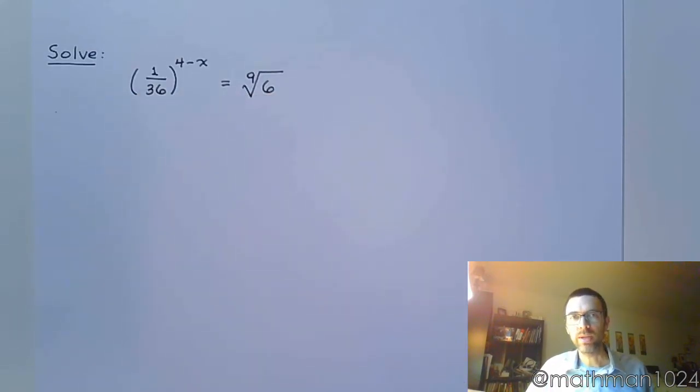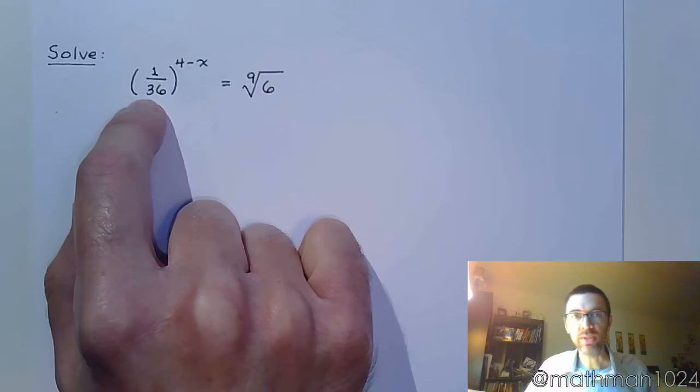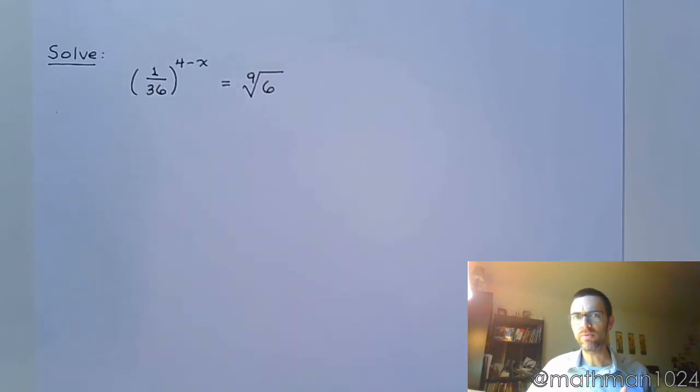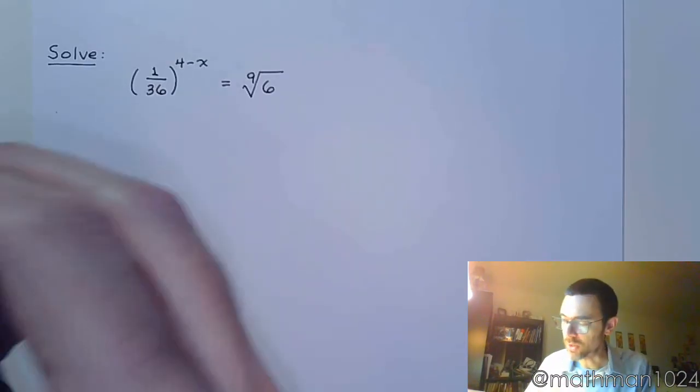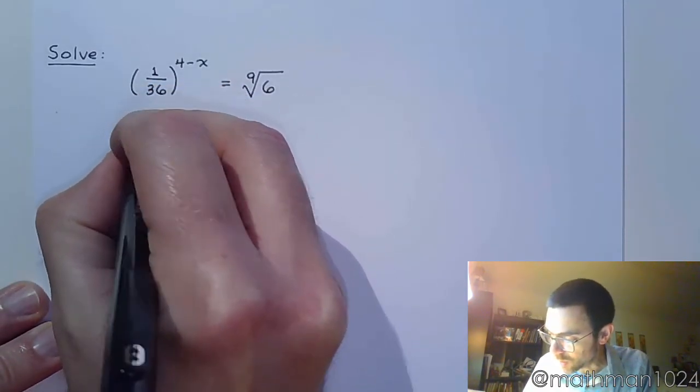Do they have a common base? And the answer is yes. They're both based off of 6, right? This is 6 to the first, and 36 is 6 squared. So we're going to use that information to try to rewrite each side of the equation. So instead of saying 1 over 36, I'm going to say 6 to a power.